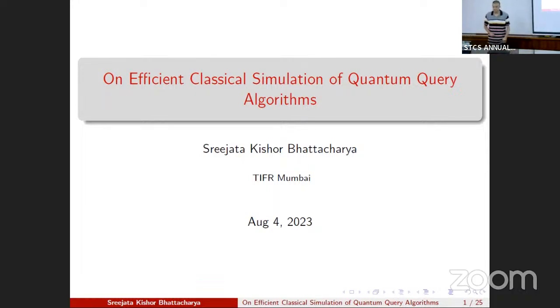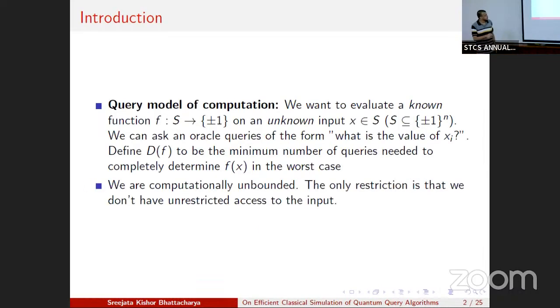We are interested in the query model of computation. In this model, we have to evaluate a known function on an unknown input. Say the length of the unknown input is n bits. Let's represent the bits as +1 or -1. So the function is defined on a subset of {+1, -1}^n. So it's a promise problem. We know what the function is. The issue is we don't know the input.